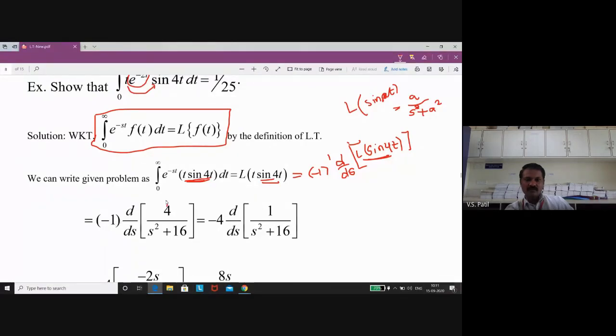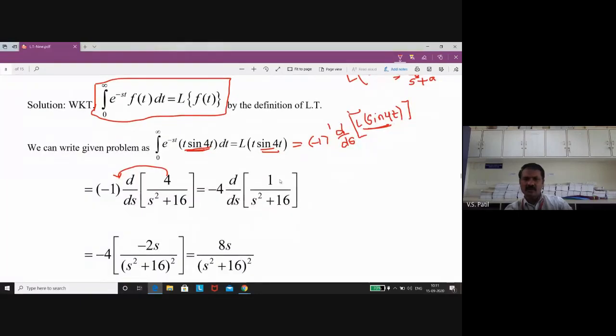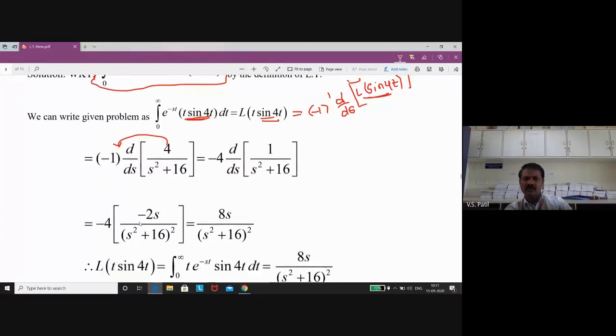So for simplicity, to make it easy, this 4 is taken outside, so minus 4 I will keep as it is. Then d by ds of 1 divided by s square plus 16. You already know how to differentiate this, by taking it to the numerator. If you differentiate this quantity, what will you get? Minus 2s divided by s square plus 16 whole square, isn't it? Shall I simplify this or will it be okay? See, minus 4 as it is, so you can write this as d by ds of. Don't get confused or keep mum. If you have any queries, you can ask. This is d by ds of.